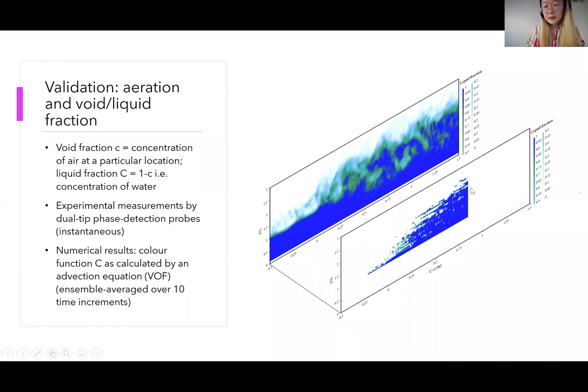As you can see in this comparison, the experimental data actually shows much less aeration compared to the numerical data, and they're on the same scale. This is opposed to what we just saw in the videos. And that is, again, a very interesting finding, and that is the challenge of validation. Sometimes you just see inconsistencies.